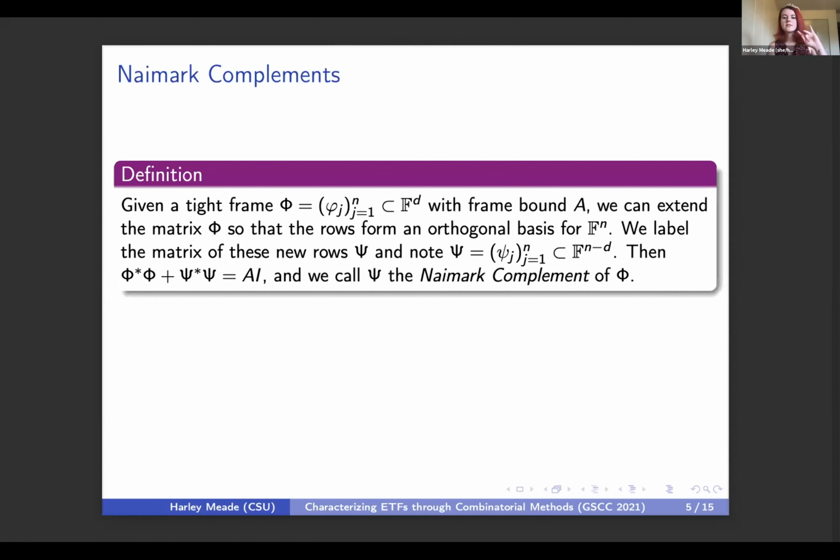So, like most mathematical objects, there's some sense of duality. And if we have some tight frame with frame bound A, then we can expand this to be a square matrix that's n by n, to where the rows form an orthogonal basis for F^n. We label the matrix formed just by the new rows psi, and psi is going to live in n minus d dimensional space. And we call psi the Naimark complement of phi, but basically you just have to think of it as sort of the dual.